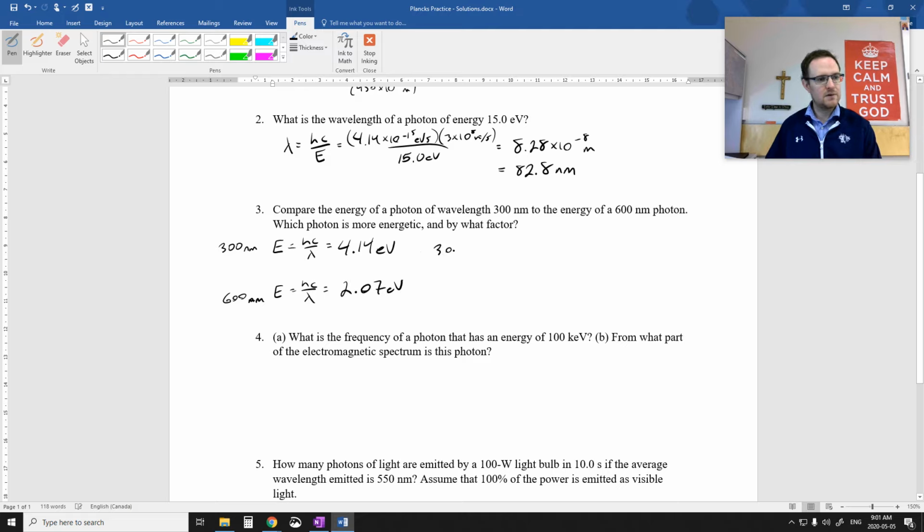So the 300 nanometer photon is twice as energetic. I'm going to put down a little sentence here, since it has half the wavelength.